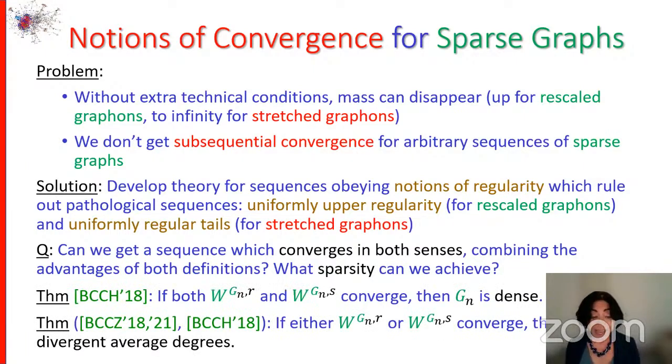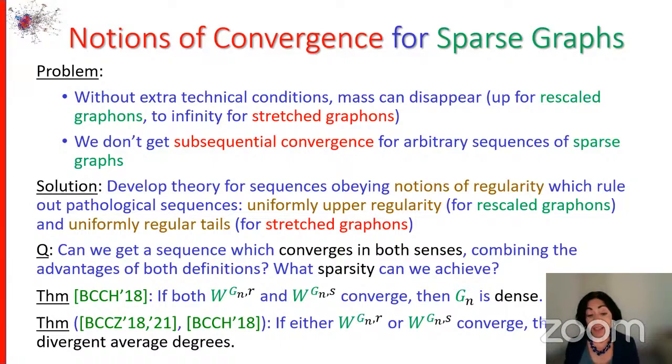Well, it turns out that, and this is work I had talked about before with Yufei Zhao, and now this is work with Nina Holden, and in both cases with Henry Cohn and Christian Borgs, who appears, I think, as a co-author on all these papers. So if something converges both from the rescaled graphons and from the stretched graphons, it turns out it can only be dense.